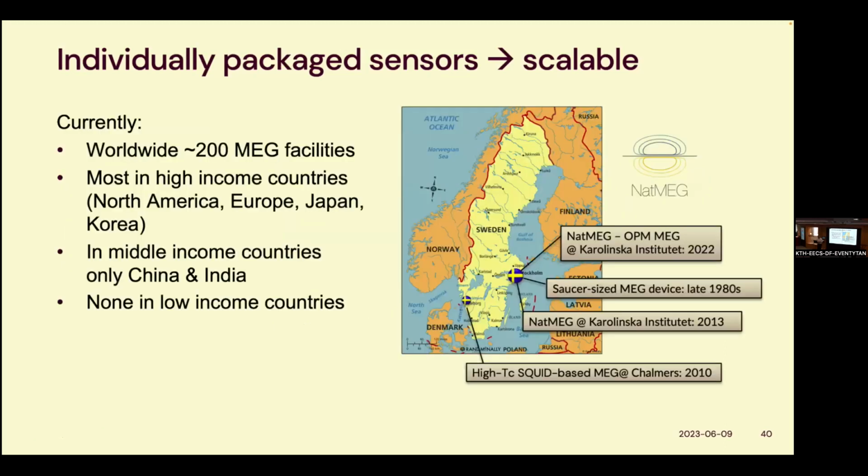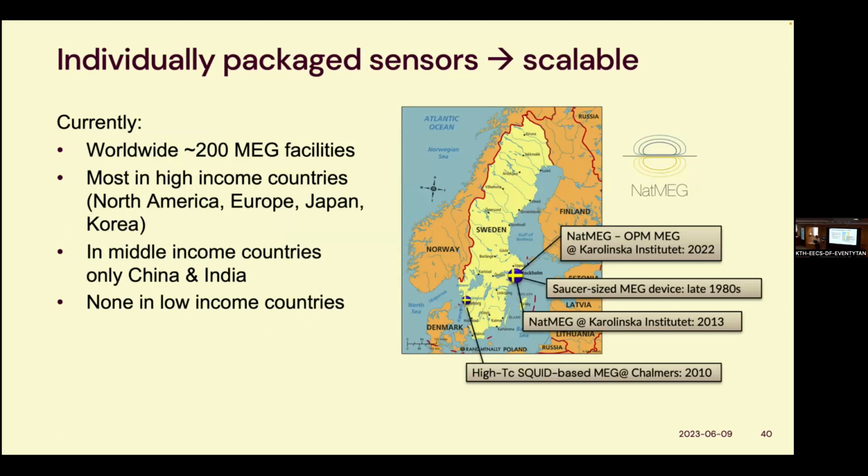And just to explain why this is important, currently MEG is not very widespread. There are around 200 MEG systems in the world. Sweden has only one whole head MEG system, which is NATMEG. There's some high TC system, the 7-channel system that I showed in Gothenburg, but otherwise everything is here at Karolinska Institute.